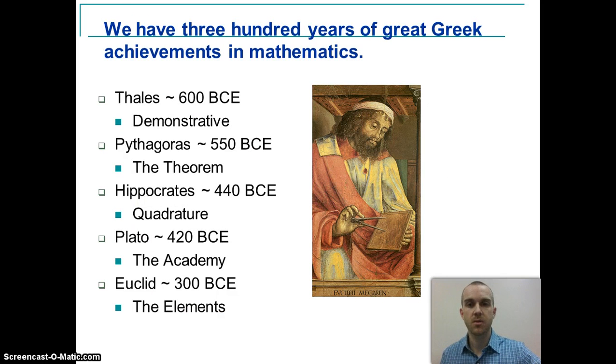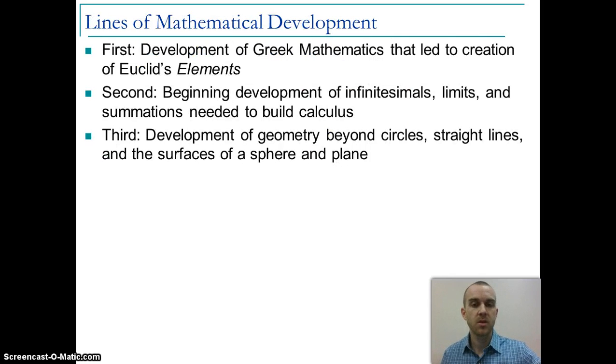Now, over 300 years, we have many achievements by the Greeks, starting with Thales and ending with Euclid. And through them came three distinct lines of mathematical development. First, we have the Greek demonstrative mathematics that led through Euclid's Elements. And what we know about Euclid's Elements is that it's really a culmination of ideas and concepts that were created before Euclid, that he put together into the Elements.